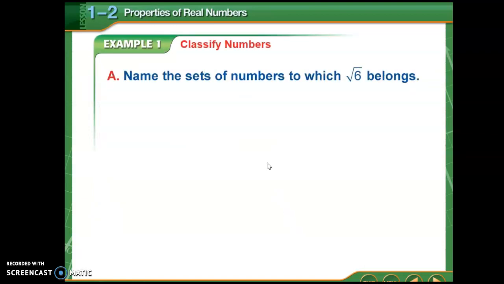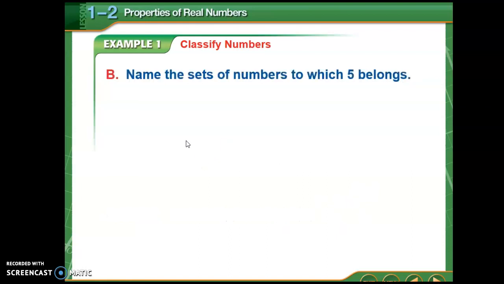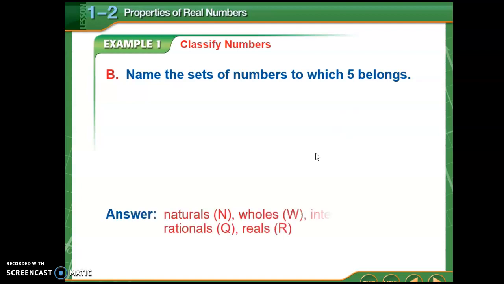Let's have an example. Classify numbers. Example 1: name the sets of numbers to which square root of 6 belongs. Is that irrational or rational? Since 6 is not a perfect square, that is irrational and real. Next, name the set of numbers to which 5 belongs. That is a whole number. What else? That's a natural number, a real number, and also an integer. So natural, whole, integer, rational, real.